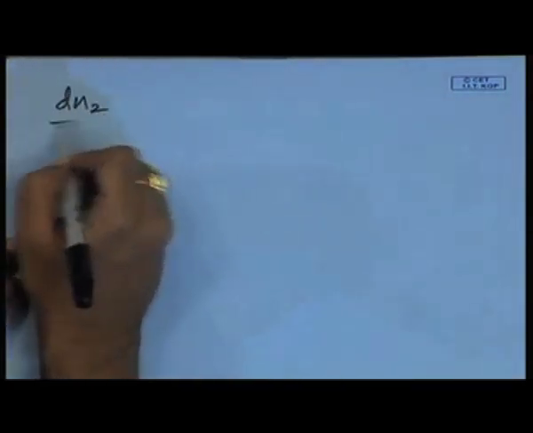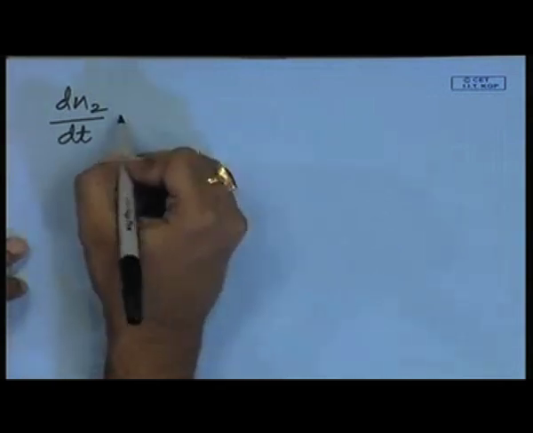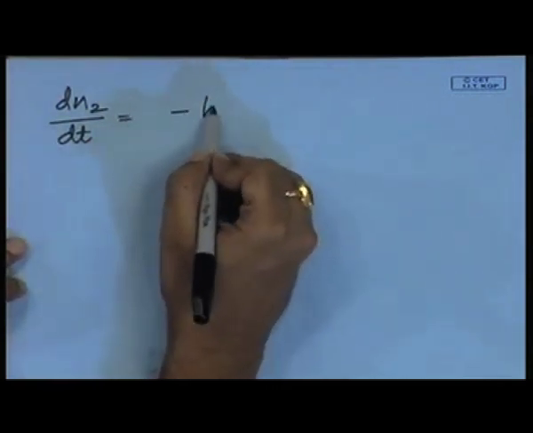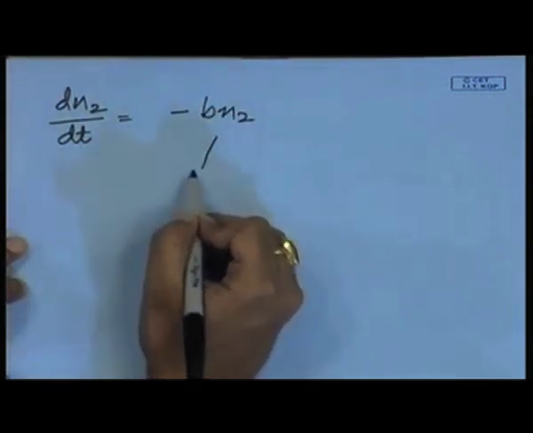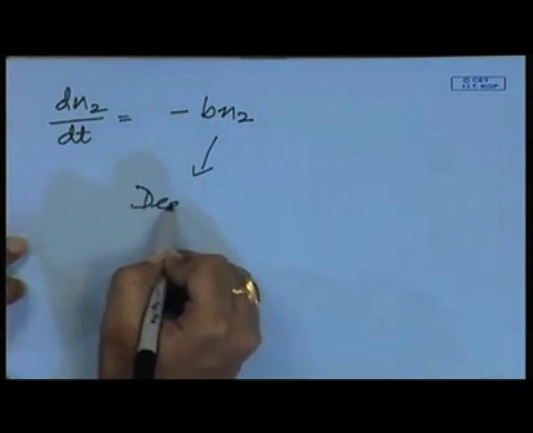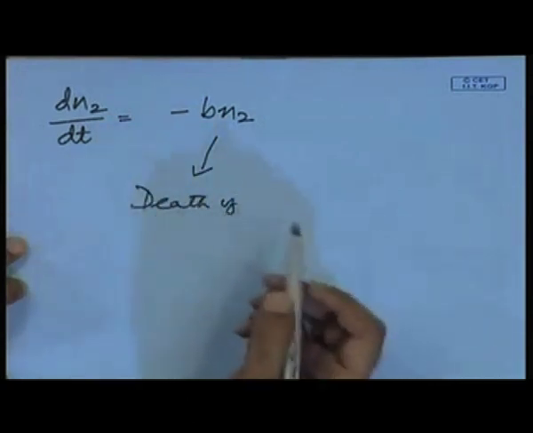Now, if I am to do a balance on the predator, that would be dN2/dt equals minus B N2, which is death of predator.